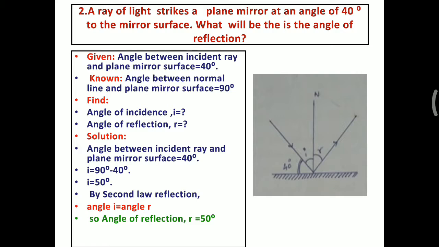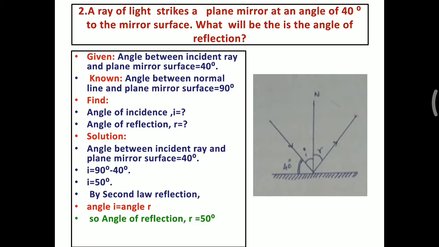The solution: given the angle between the incident ray and the plane mirror surface is 40 degrees. We know the angle between the normal line and the plane mirror surface is 90. Already we know that. What we have to find? We have to find the angle of reflection. How do we find the angle of reflection? If we know the angle of incidence, it is equal to the angle of reflection. So we have to calculate the angle of incidence also. So we have to find angle of incidence I equals what and angle of reflection R equals what.